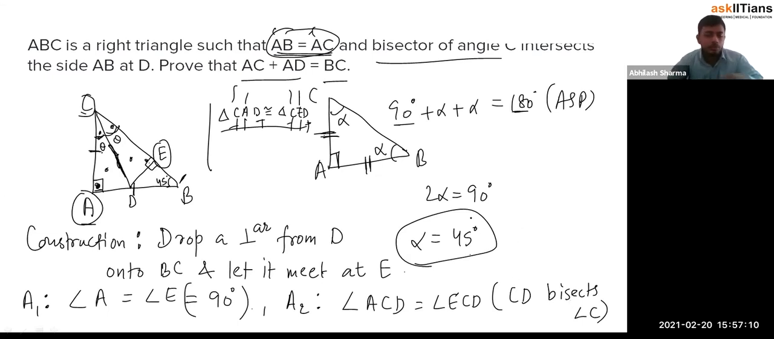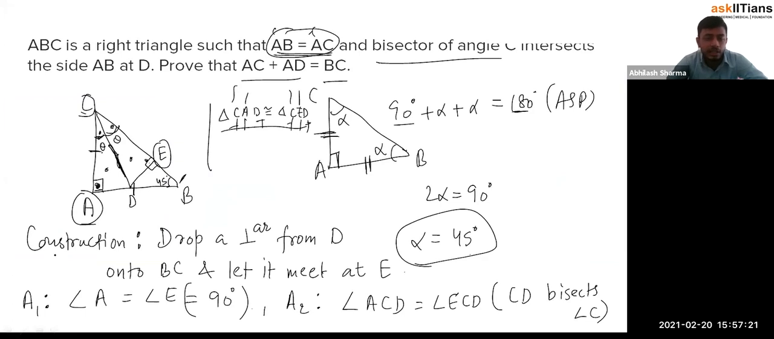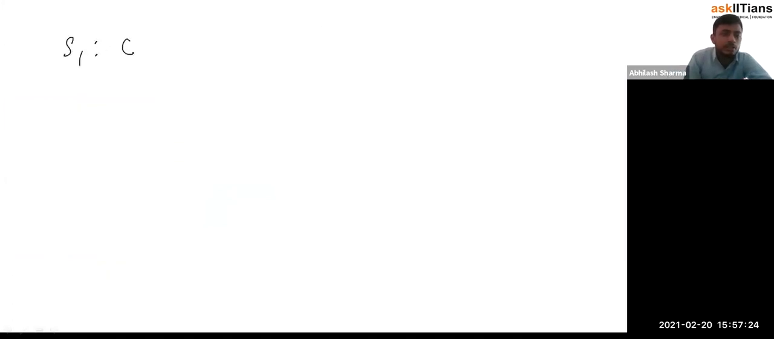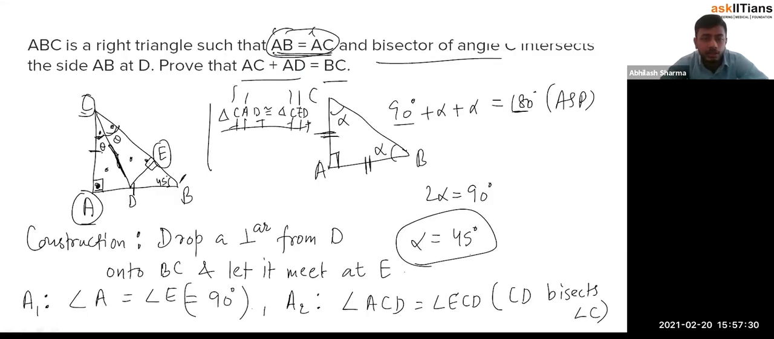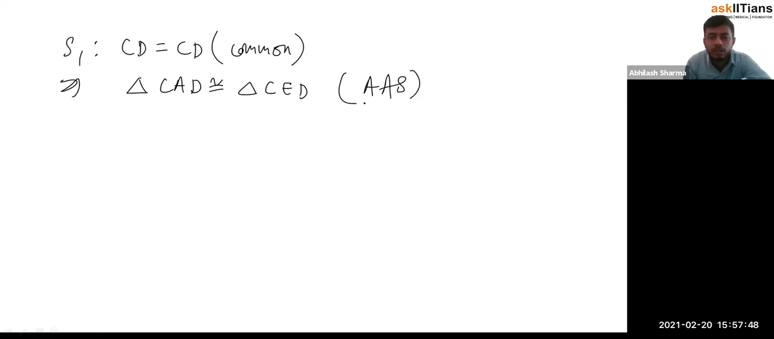And finally, we will also talk about, let us write like this. Now finally, angle, angle, and side, we should write side, that CD equal to CD. Common. This is the common side shared by both the triangles, right? So CD equal to CD. So we can conclude that triangle, what was the name? CAD is congruent to CED by AAS congruence criterion. Hence, by CPCT, we can conclude that.